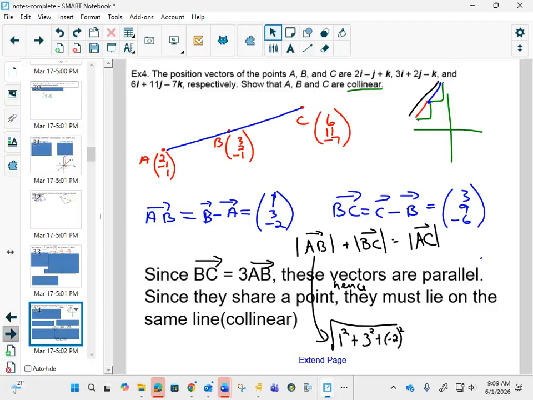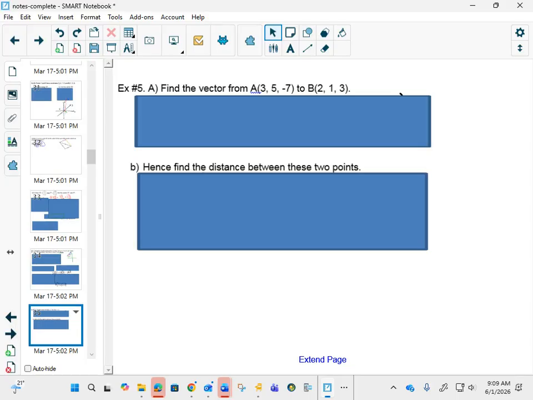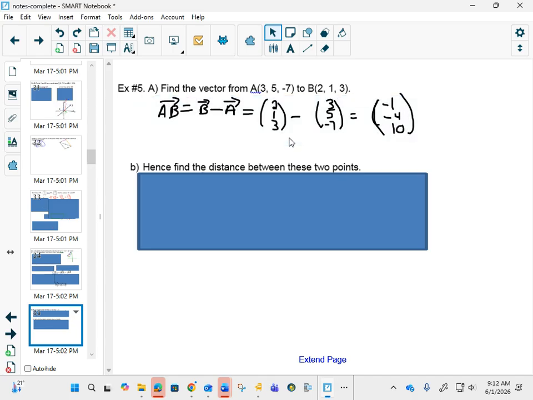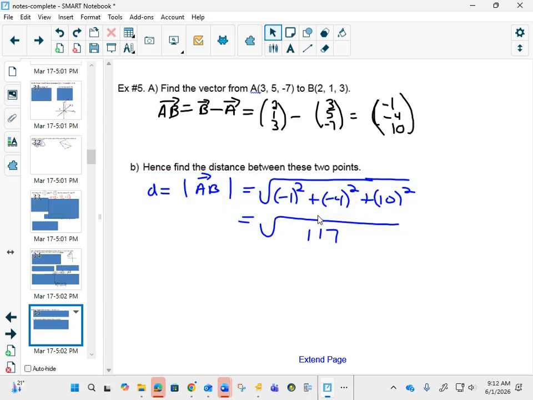Okay. I want you to try question number 5 on your own. I'll put up the answer in a bit. All right, did you find vector A to B to be -1, -4, 10? And then its length, the distance between those 2 points, a squared plus b squared equals c squared, the square root of 117.